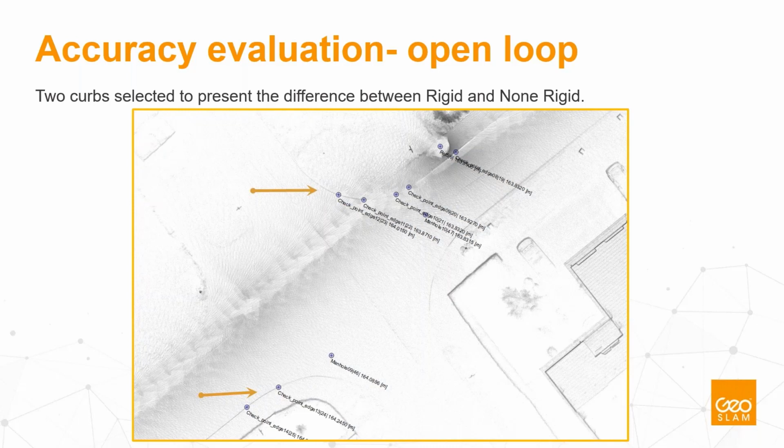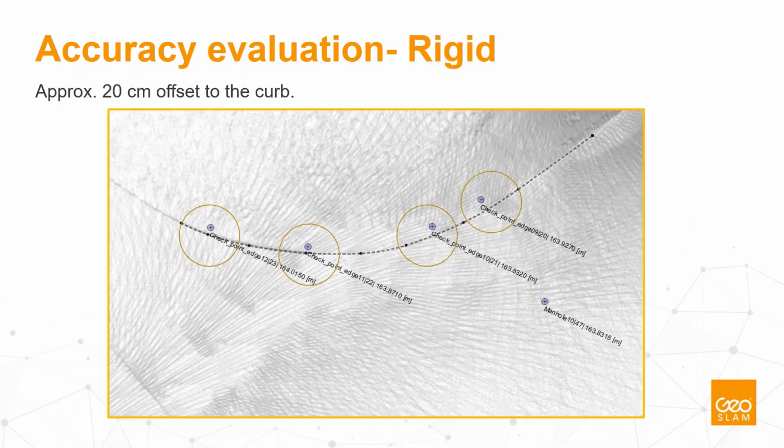So I've selected 2 edges of the pavement that were marked by a GPS solution as well during the capture and not used during adjust to control, so they are external points for evaluation. So we have a rigid point cloud that is coming from around 15 to 20 centimeters offset to the curb between the control points and the actual curb.